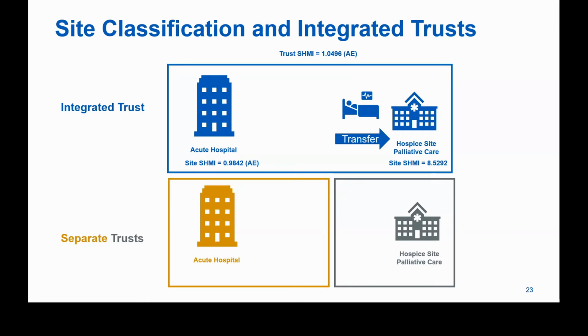And that is contributing to increasing the trust level SHMI higher than the acute hospital's level of SHMI, but obviously not massively, because the number of patients going through the acute hospital would be significantly higher than the number in the hospice site.